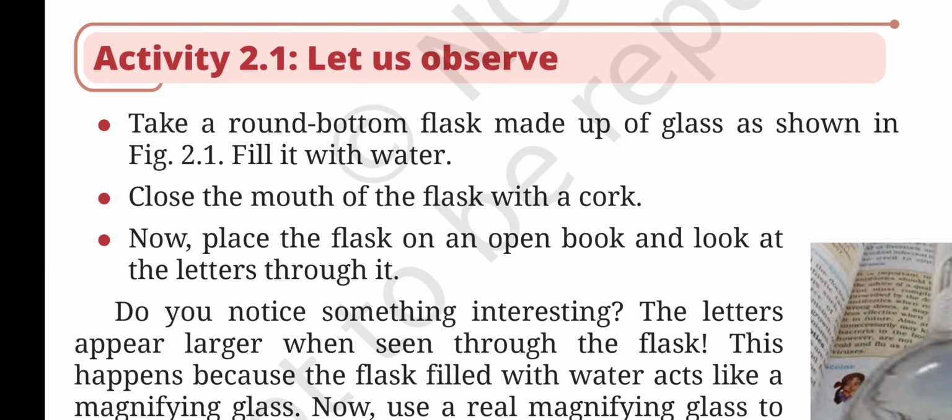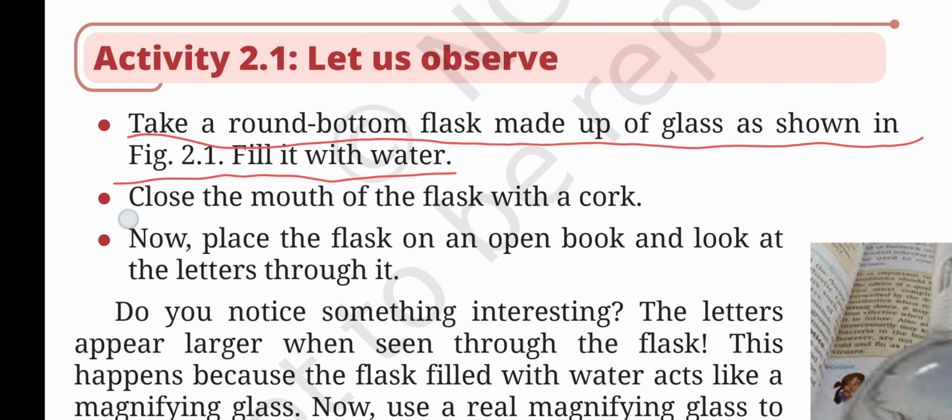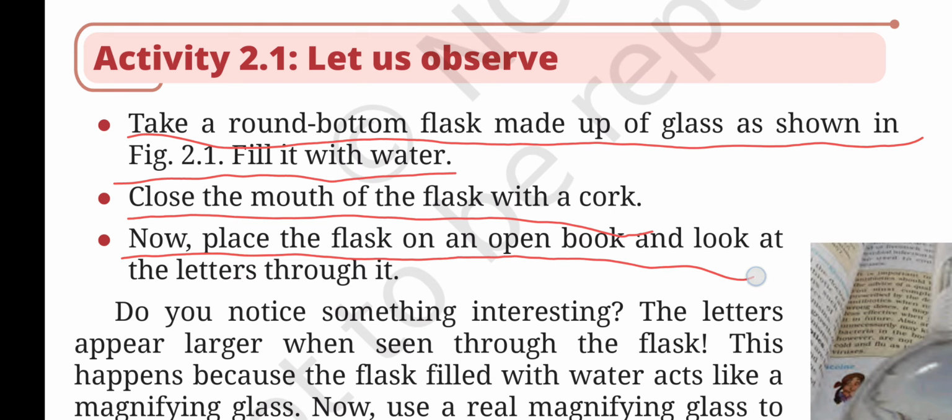Activity 2.1. Let us observe. Take a round bottom flask made of glass as shown in figure 2.1. Fill it with water. Close the mouth of the flask with a cork. Now place the flask on an open book and look at the letters through it.